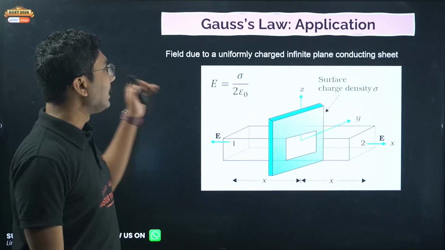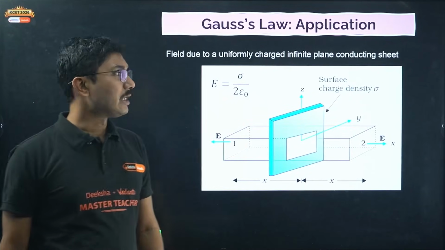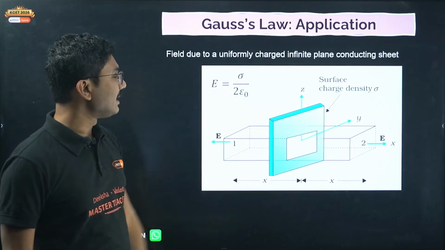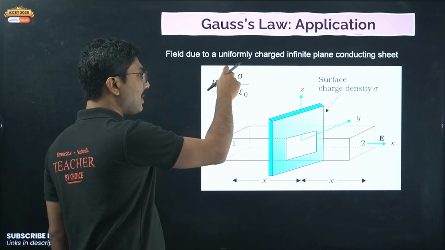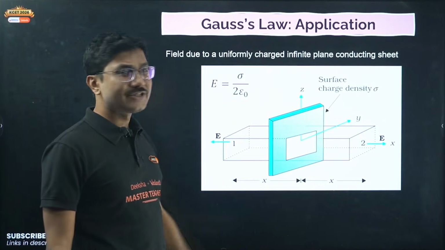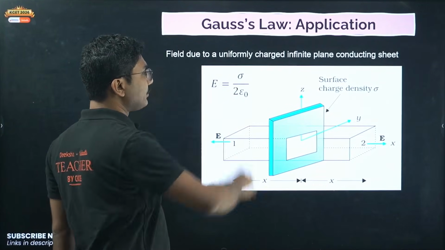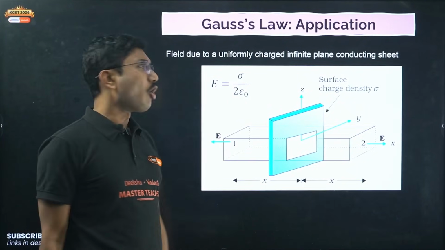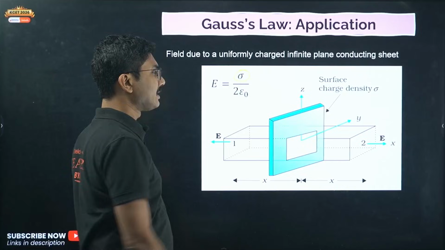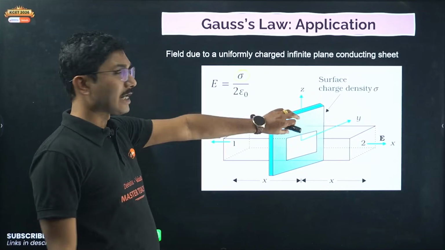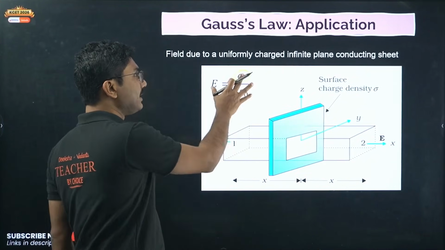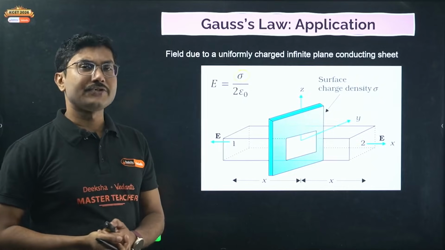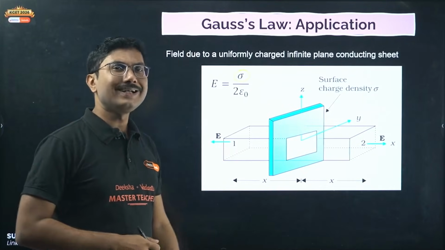What else? Field due to a uniformly charged infinite conducting sheet. For the sheet, electric field is given by sigma by 2 epsilon naught. This is an infinite sheet, so E is equal to sigma by 2 epsilon naught. It is independent of distance and only depends on the surface charge density. Charge per unit area is called surface charge density. So it depends only on surface charge density and not on distance.